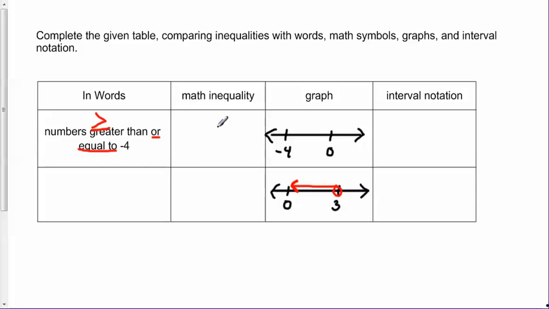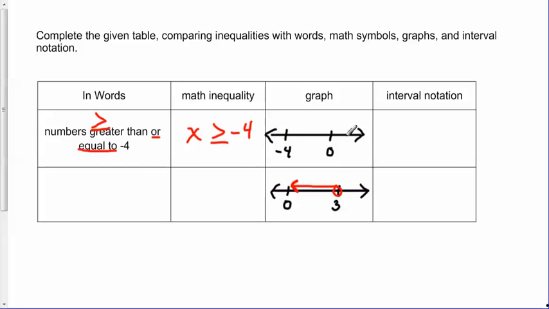So when we start talking about the math inequality, we're going to be using the greater than or equal to sign. They're talking about numbers. Now, we don't know exactly what those numbers are. Those numbers can vary. So that's where we're going to bring in the variable. And we'll just use the variable x. We could have used any variable we wanted to. And we're looking for all of those x values that are greater than or equal to -4. So this is the way we would write that as a math inequality: x greater than or equal to -4.